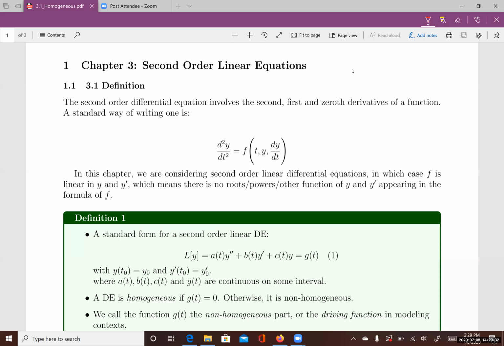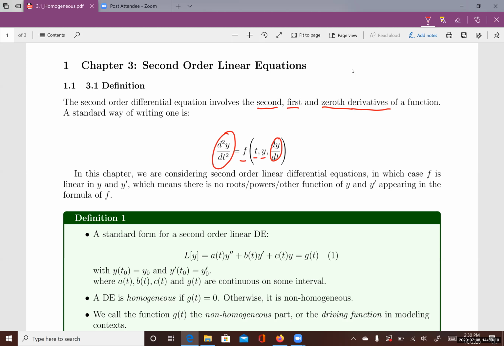This lecture introduces an overview of second order differential equations. A second order differential equation involves the second, first, and zeroth derivatives of a function. A standard way of writing it is the second derivative of y in terms of t equals a function f that involves t, y, and dy/dt, which is the first derivative of y in terms of t.